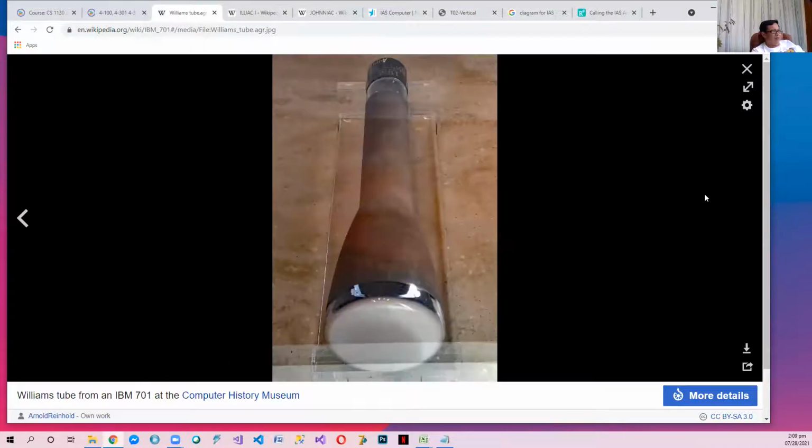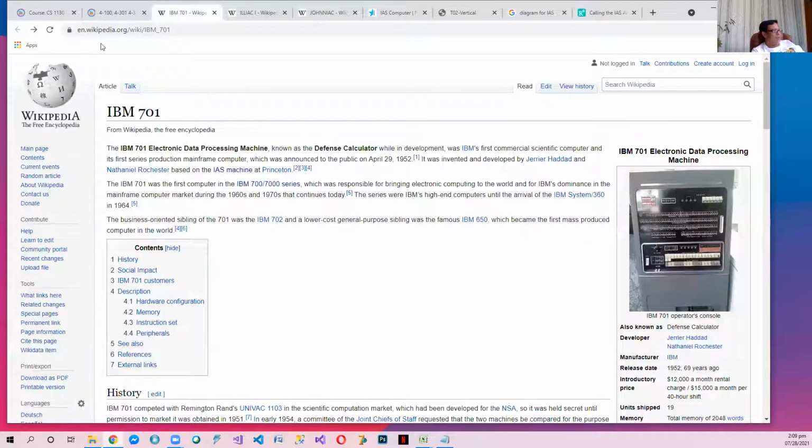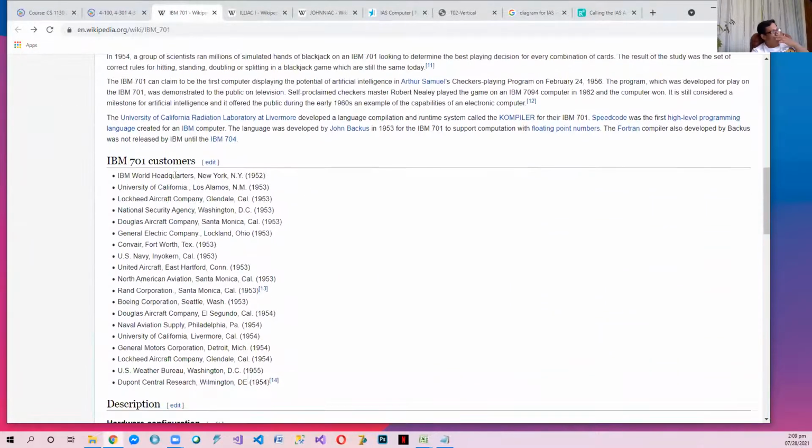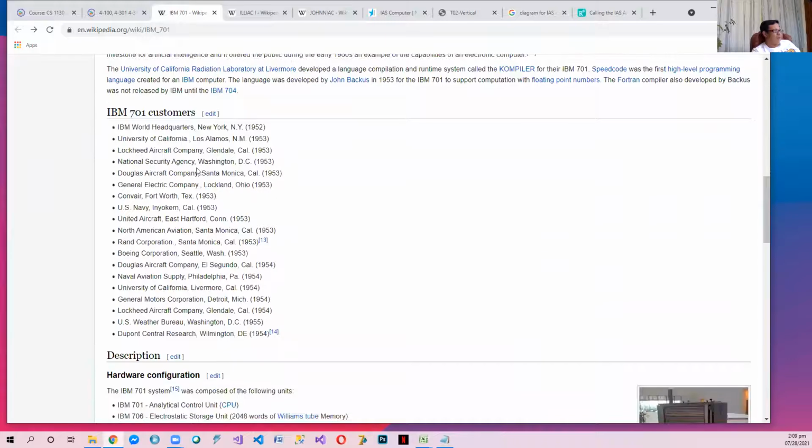That's the back of it. It's a vacuum tube computer. The IBM 701 was commercially produced. It was bought 19 times in the US. These are the 701 customers, okay? It was used by IBM itself, the University of California, Lockheed Aircraft, and most of the aircraft companies.